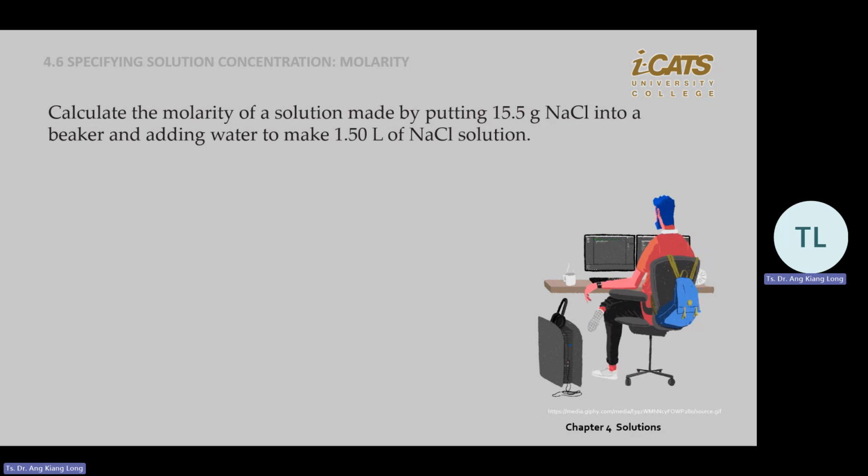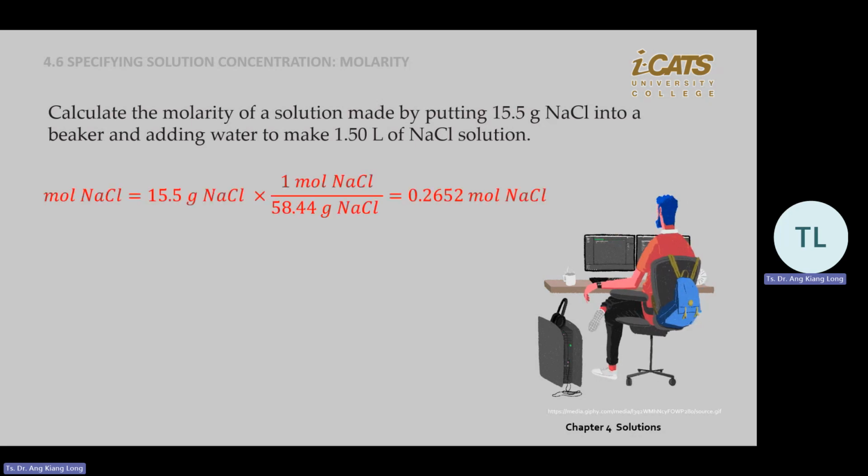You need to convert 15.5 gram into mole, then divide by the liter. Okay, 15.5 gram into how many mole? You use the atomic number. You know the NaCl atomic number is 58.44. For chemistry 2, use minimum 2 decimal place. Okay, use the 2 decimal place in your calculation and also answer. You take 15.5 divided by 58.44.